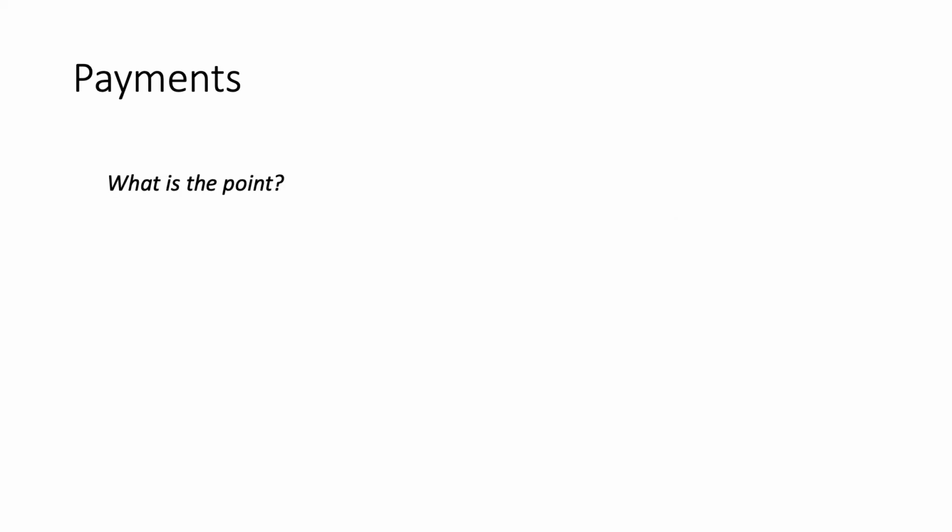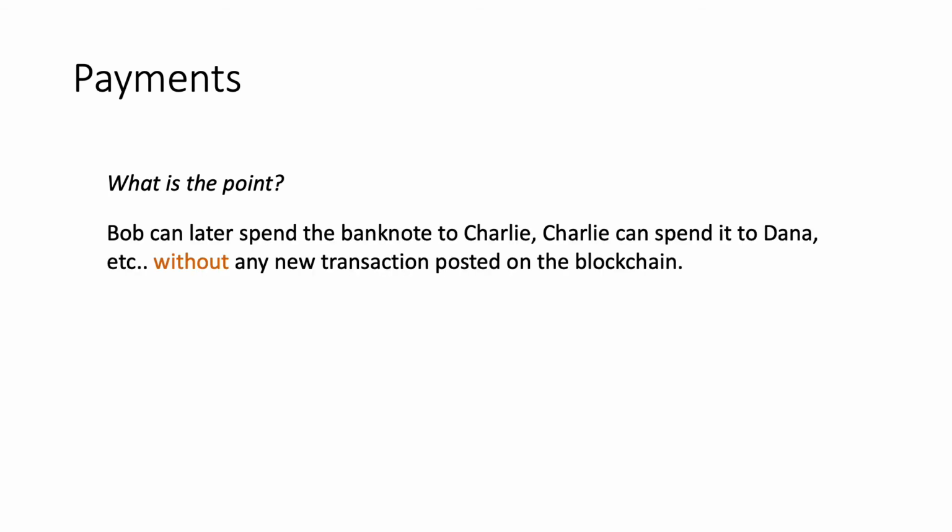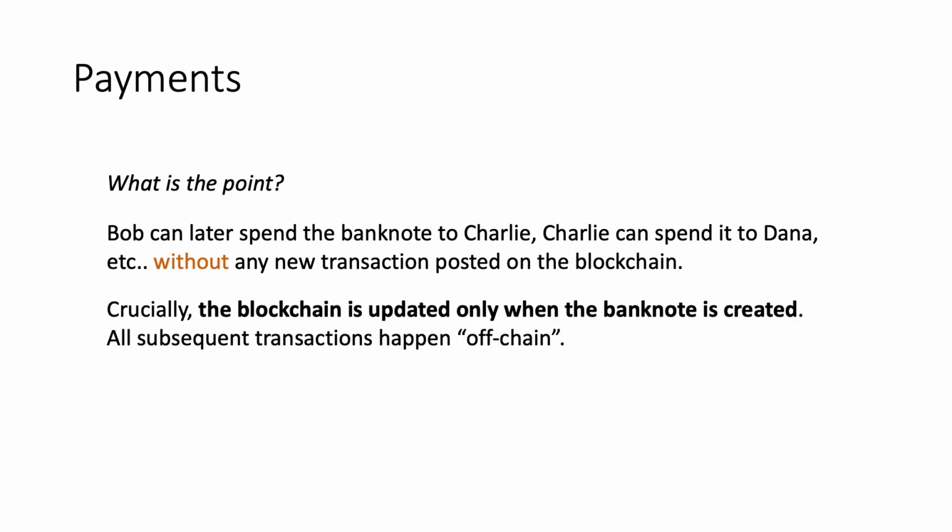So what is the point? What have we gained? Well, the point is that Bob can later spend the banknote to Charlie. Charlie can spend it to Dana, and so on indefinitely, without any new transaction being posted on the blockchain. So crucially, the blockchain is only updated when a new banknote is created, and all subsequent transactions happen off-chain. They don't involve any user other than the payer and the payee.